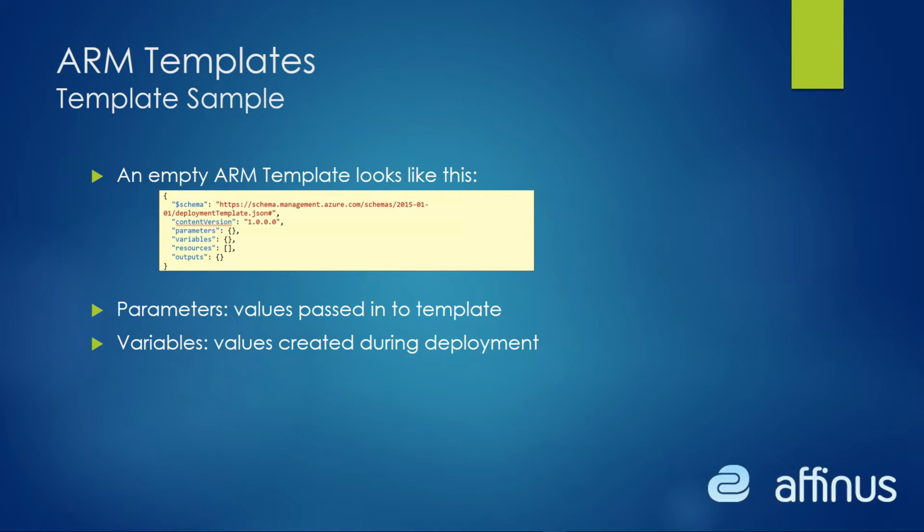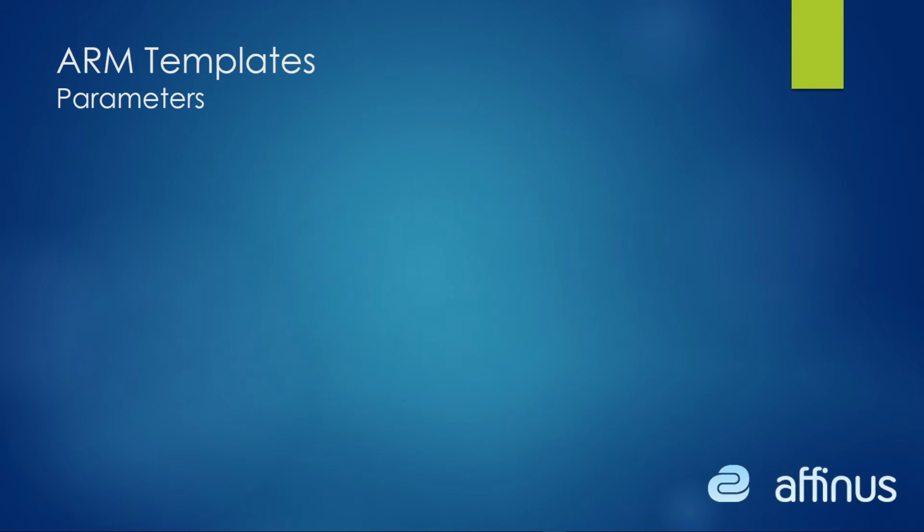Variables are values that we create during the deployment process, so things that we aren't passing in but that we want to create either based on parameter values or functions or expressions inside the template. Resources are the things that we're actually creating, and we showed that earlier with a resource type. So for example, a logic app is an example of a resource that we might want to create. And outputs are any values we want to return. Now let's go through these 4 sections one by one.